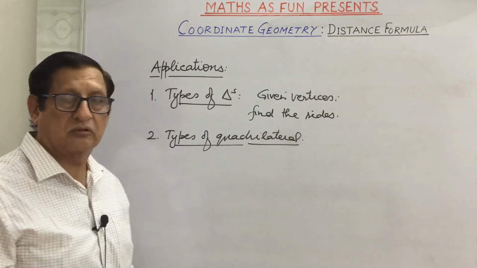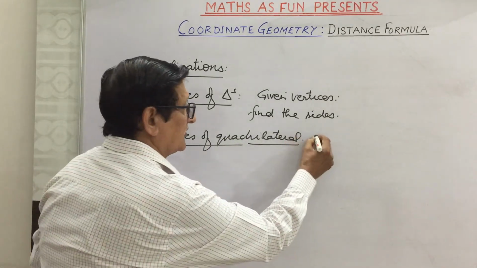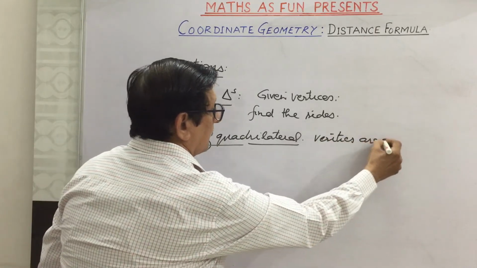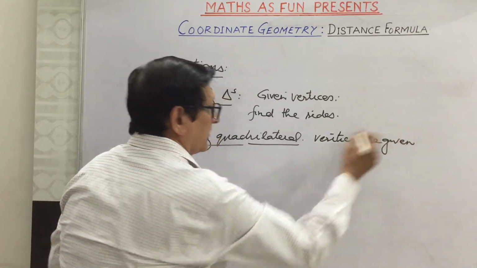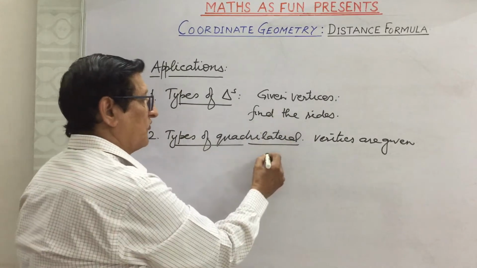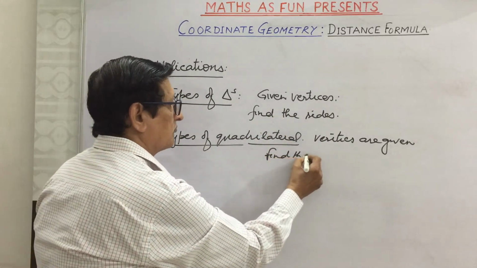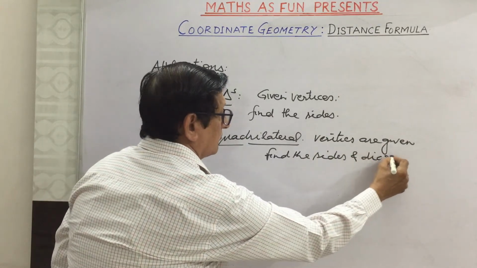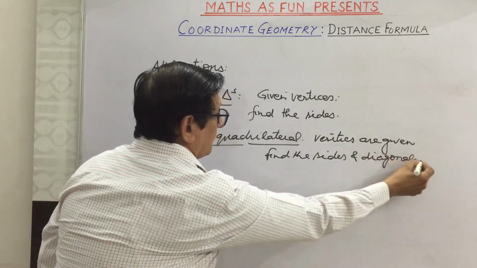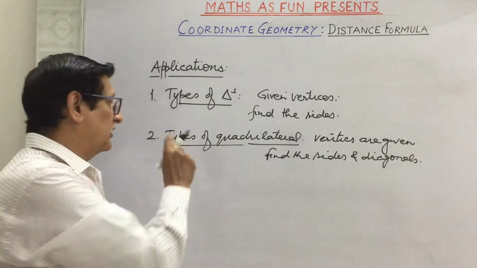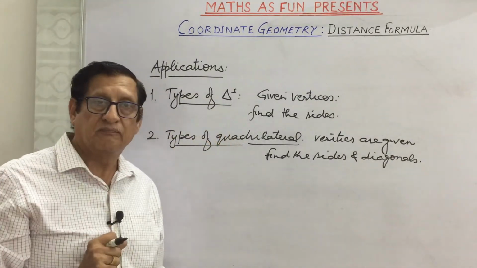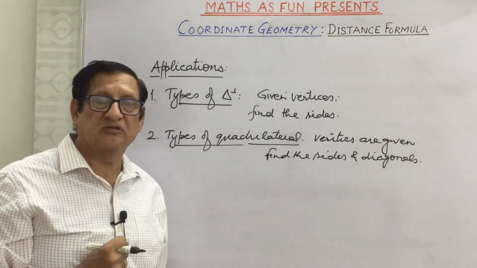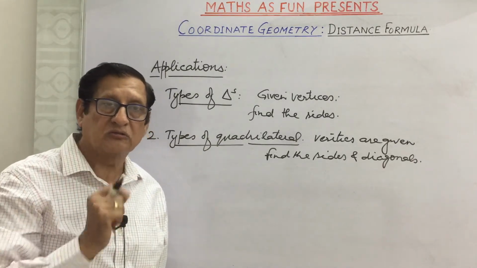Types of quadrilateral. In case we are given the vertices, then here also we have to find the sides and the diagonals, and we can find out what type of quadrilateral it is. Like if it is a rectangle, then its opposite sides are equal and diagonals are also equal.